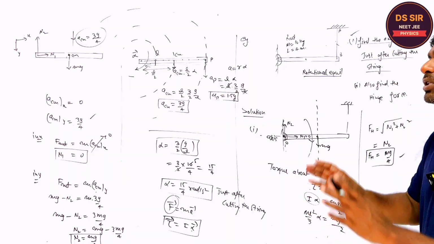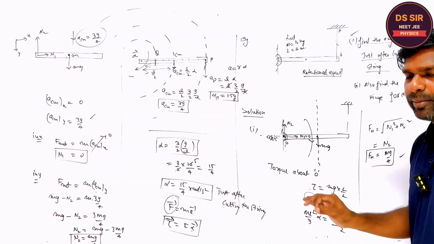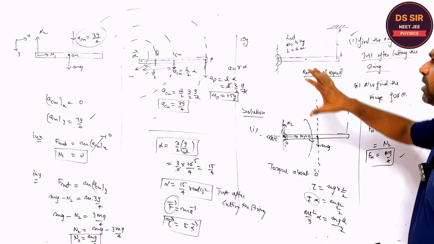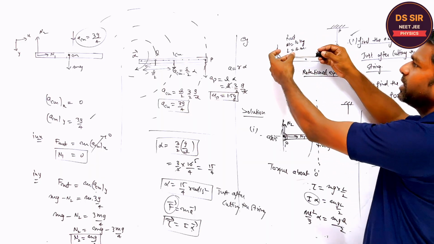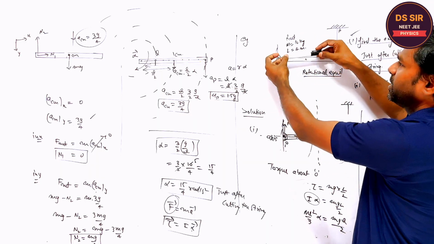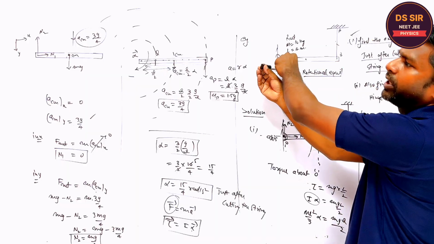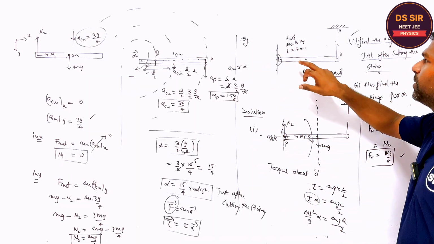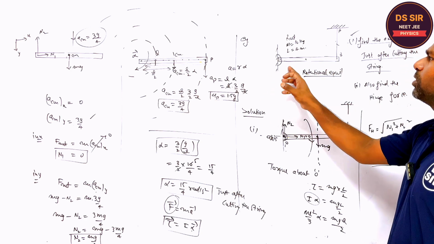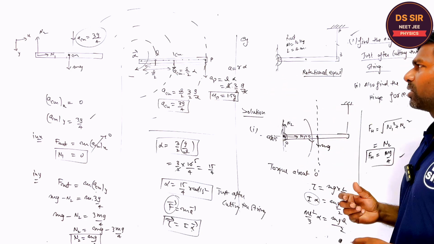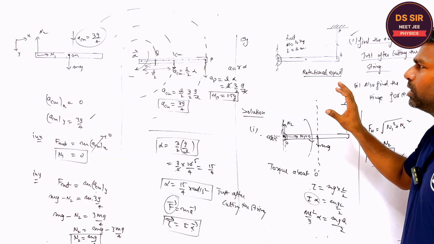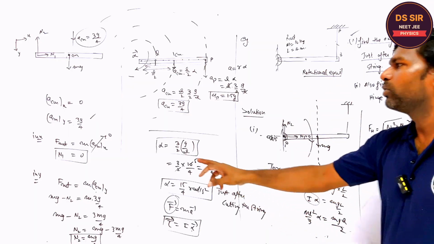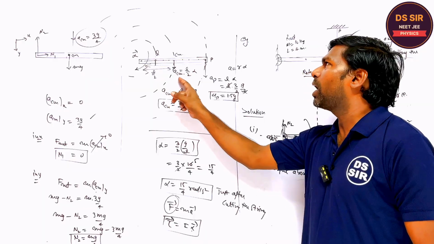So this is rotation about a fixed axis. Again I am explaining what type of question they will ask. There will be a system, the axis is fixed, and it will start rotating. It may be the disc, it may be the sphere, it may be the rod. Generally most of the questions are the disc and the rod. So they will ask the angular acceleration. Once you find the angular acceleration, a_cm is equal to R alpha.